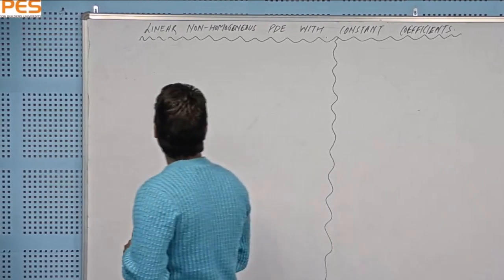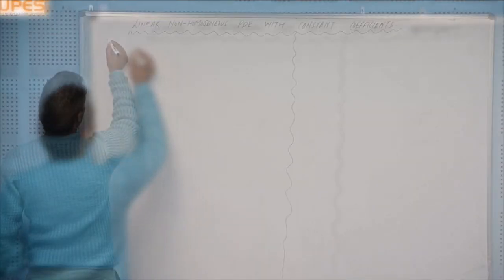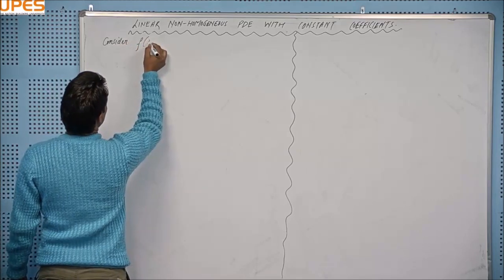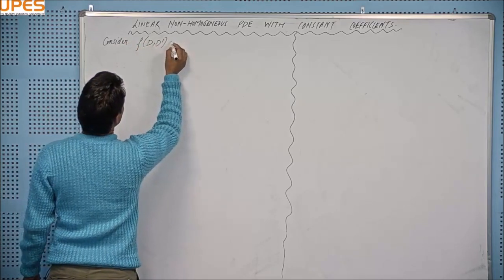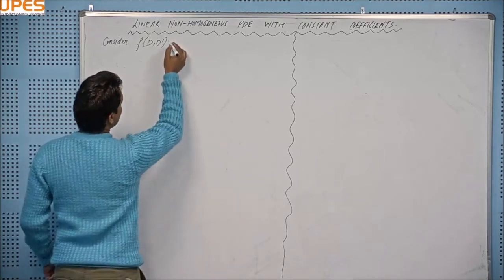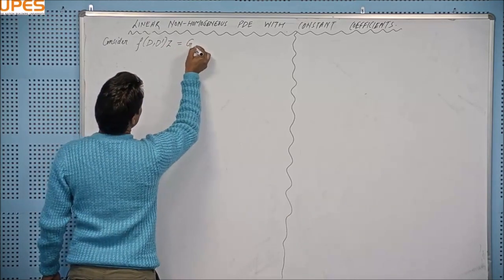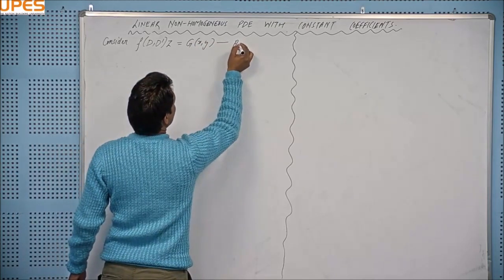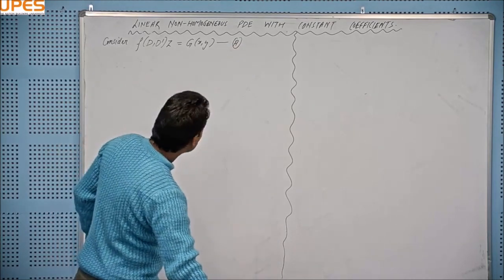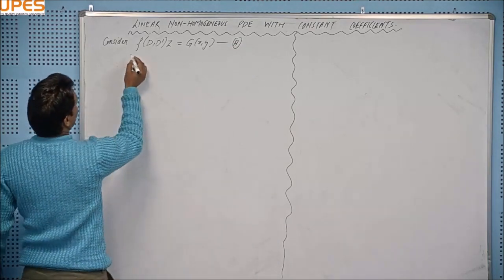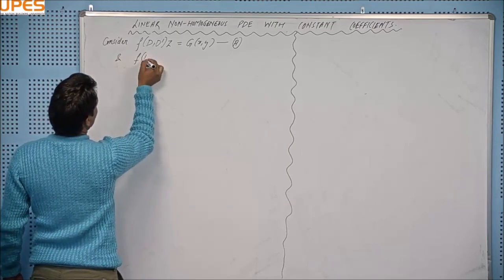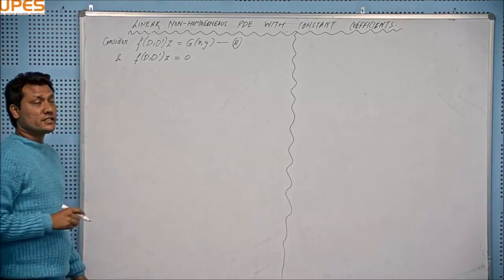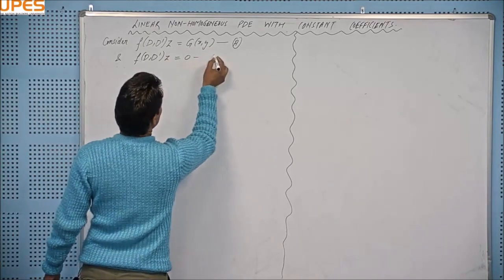So writing my linear non-homogeneous PDE in this form, I consider f(D, D') z is equal to g(x, y). This was our equation number A, right? And f(D, D') z is equal to 0 if the right hand side is given as 0, and let it be equation number B.